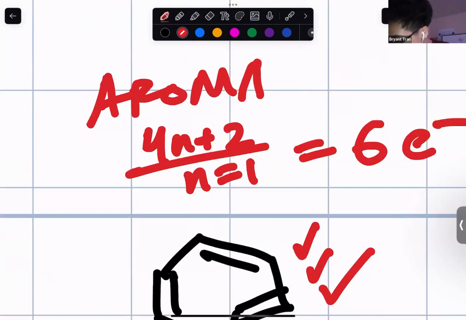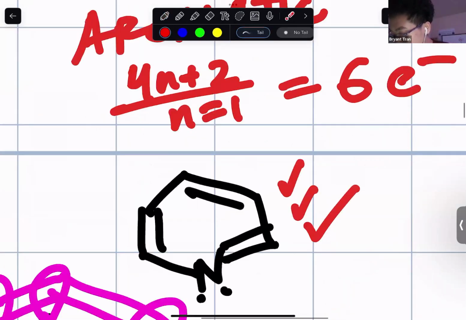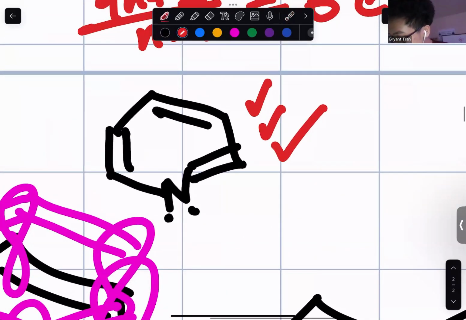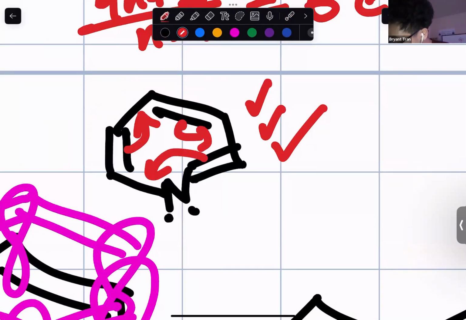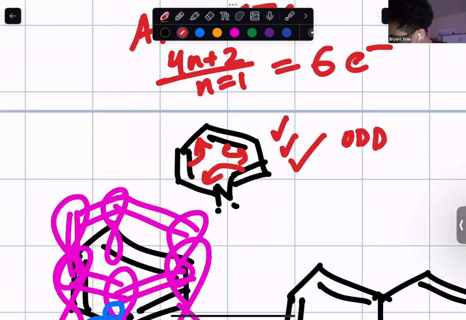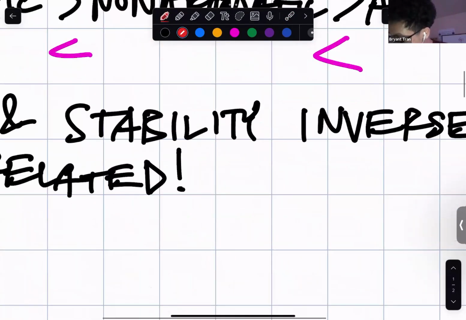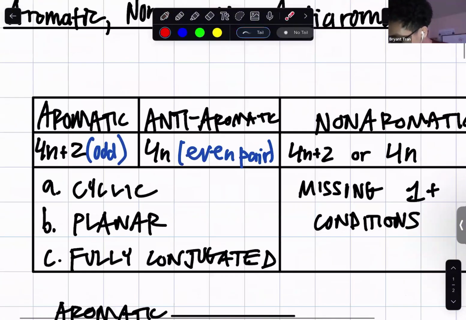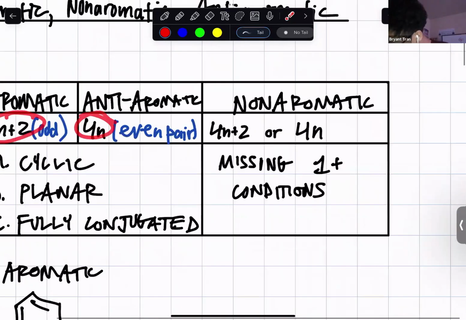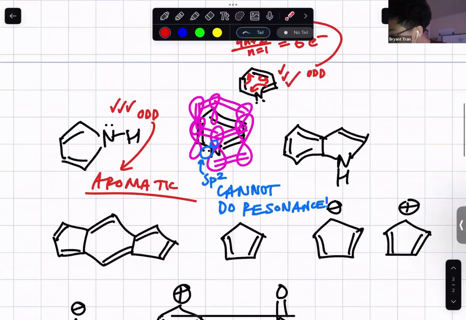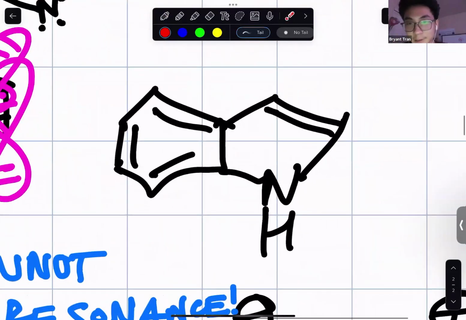So that follows the 4n plus 2 rule, which is aromatic. You could do it that way, or you could think of it as how many pairs of electrons are moving. Like how many arrows would you see drawn here, which is 3 arrows, 1, 2, 3, an odd pair of electrons. An odd pair of electrons would give you aromatic, right? Based on this table here, odd pair of electrons, aromatic; even pair of electrons, anti-aromatic. Or you could do the 4n plus 2 or 4n, whichever way makes sense to you. Okay, now let's move on to the next one. Crystal.